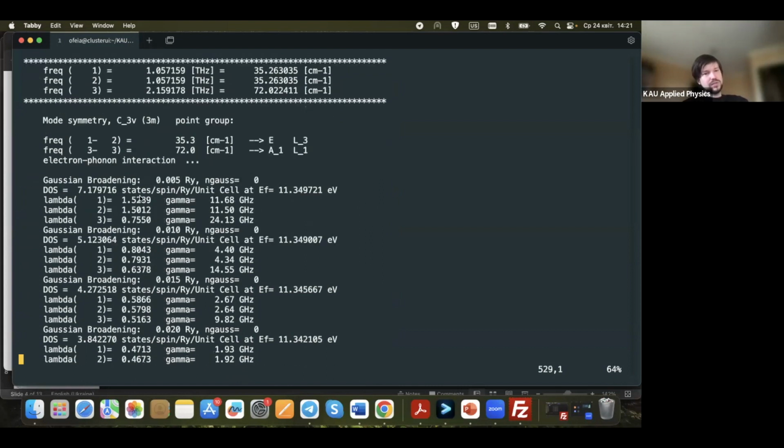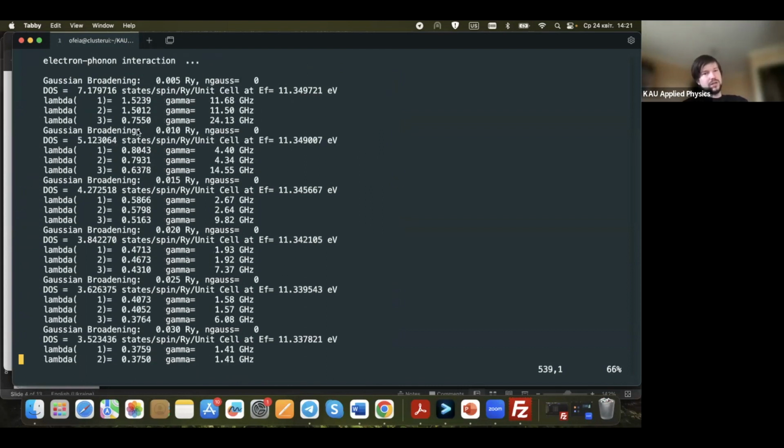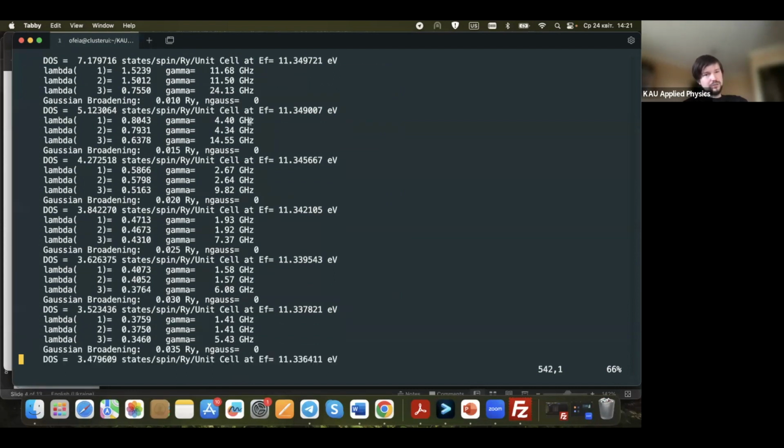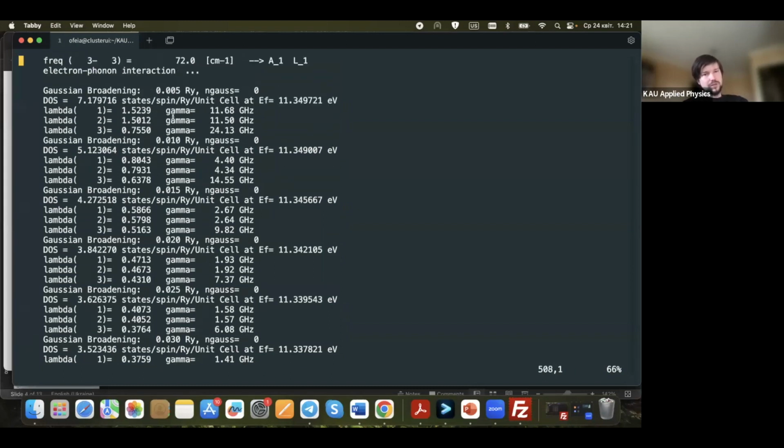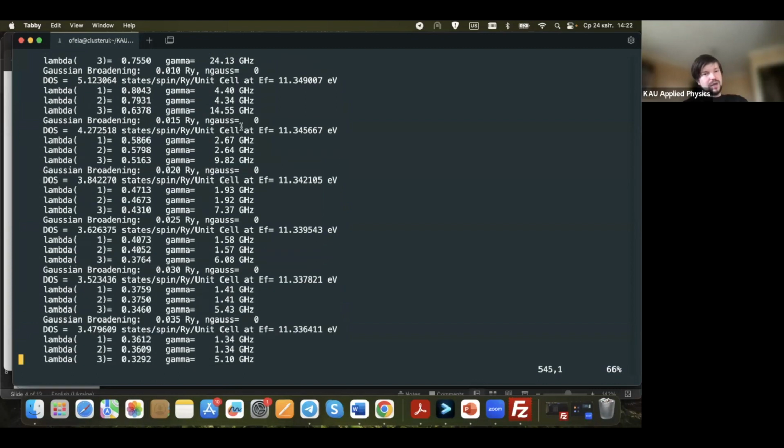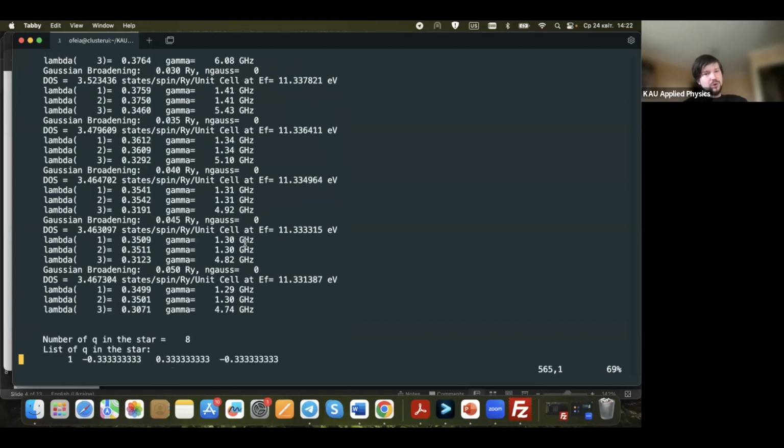Frequencies and also these electron-phonon interactions. Also we have these broadening values. Now we have some huge broadening, and we see how it changes. For small broadening, we have rather huge coefficients, so we have rather huge phonon line widths, and then it decays, and from some point it almost doesn't change.